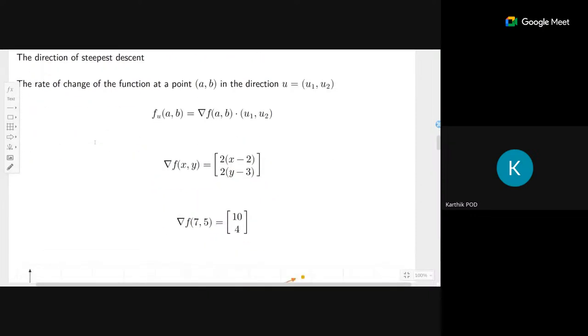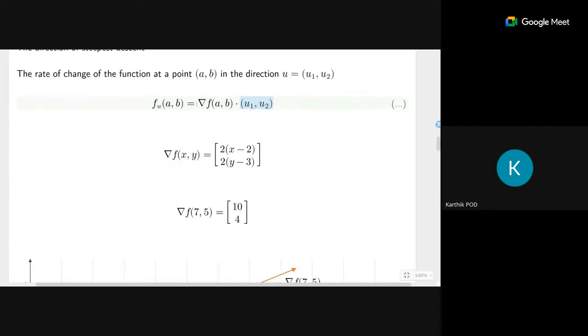So this is what we call the direction of steepest descent. If you choose the vector u to be the unit vector in the negative direction of the gradient, that will make this dot product most negative, and therefore the function's value will decrease the most. So let me just write this down.